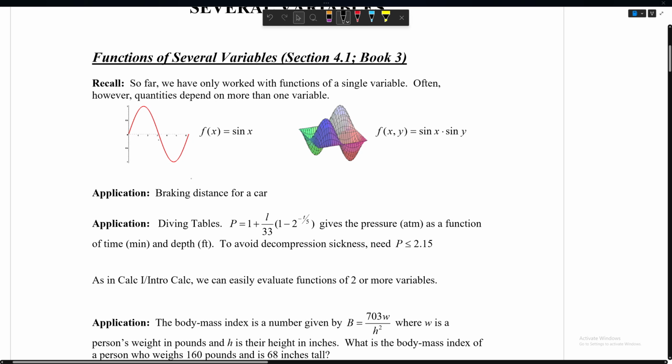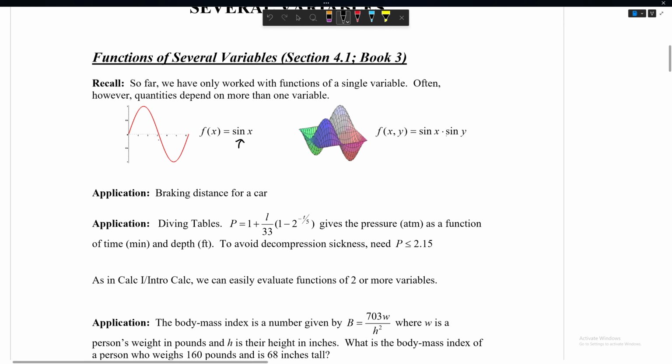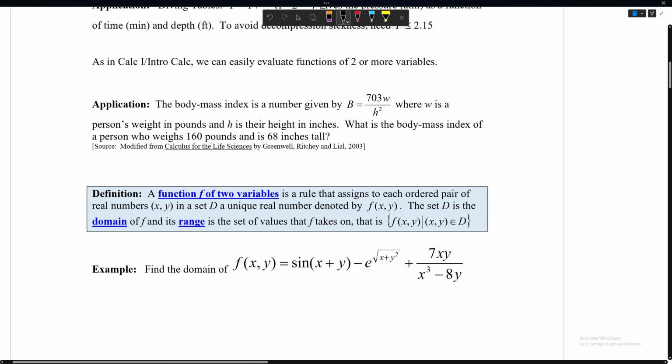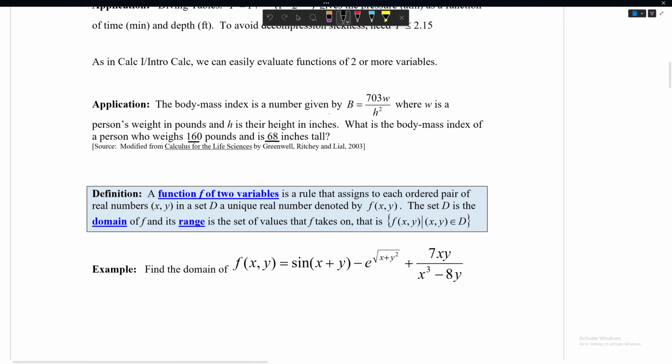This section just tells you, we've been doing a function in terms of x, but now we want functions in terms of two variables, x and y. You just plug it in, so nothing interesting here. You plug it in as well. Take 160 and 68. That's like your x and y, and you plug it in and you get your answer.